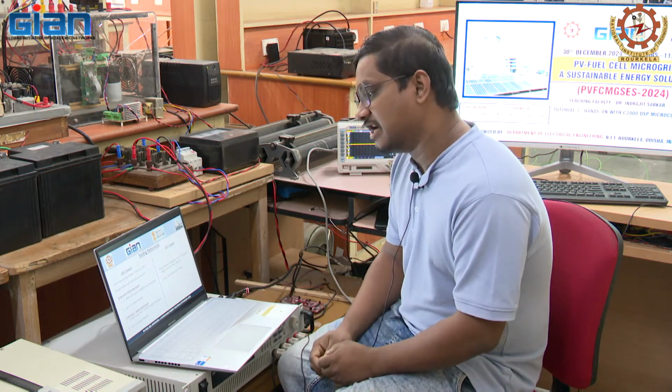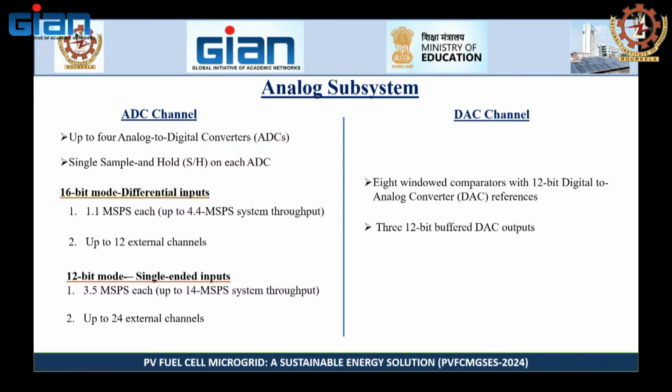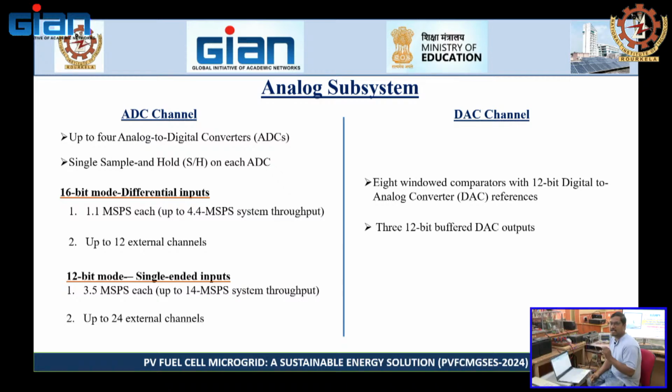Now coming to ADC channels, here we have different types of ADC channels, and here we have 4 ADC converters in which there is a subsystem. In every module we again have 4 ADCs, so in total we can have 16 ADCs in the module. And there is one sample and hold circuit for the ADCs of every module.